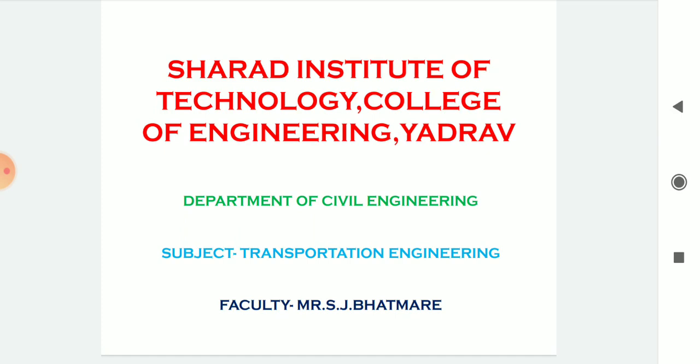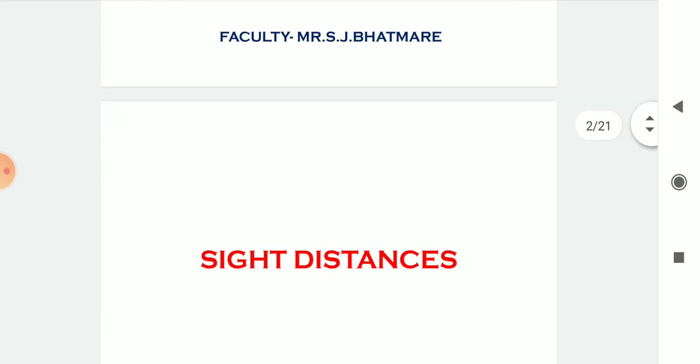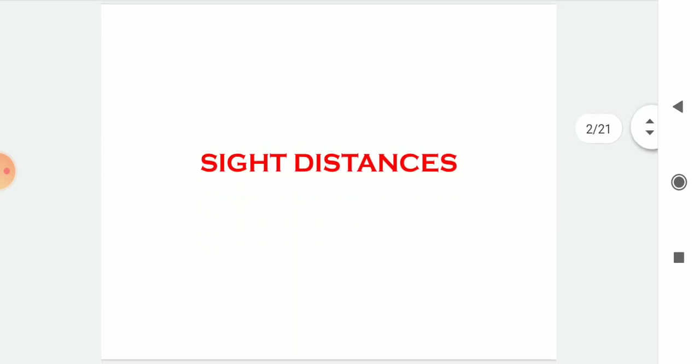Today, in this lecture series of transportation engineering, we study one of the important terms which is used in reference to the cross section of a road. That is in highway geometrics. So, in this lecture, we are going to discuss sight distances. This is the most important term in highway geometrics.